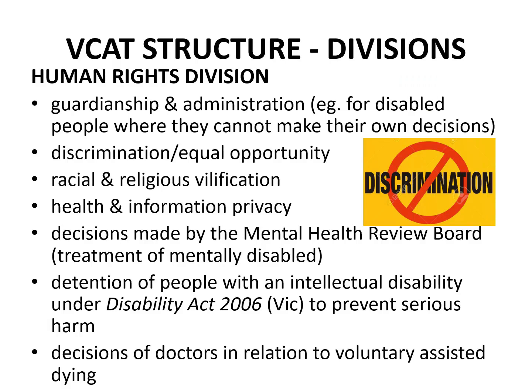On this slide, I've described some of the matters that the Human Rights Division deals with. These include reviewing decisions that are made on behalf of disabled or mentally ill people who can't make decisions for themselves. Complaints about discrimination, for instance, as where an employer refuses to promote an employee because of their sexual orientation. Complaints about racial or religious vilification, and reviewing decisions made by doctors to certify or not to certify that a terminally ill person is eligible for voluntary euthanasia.